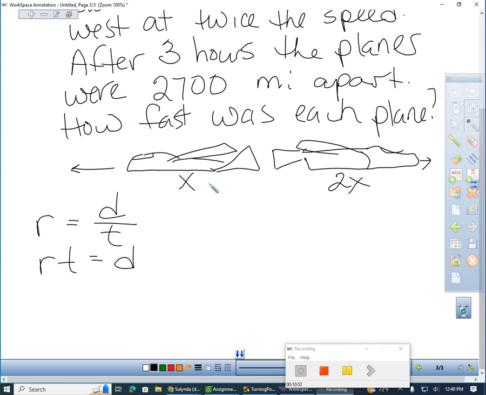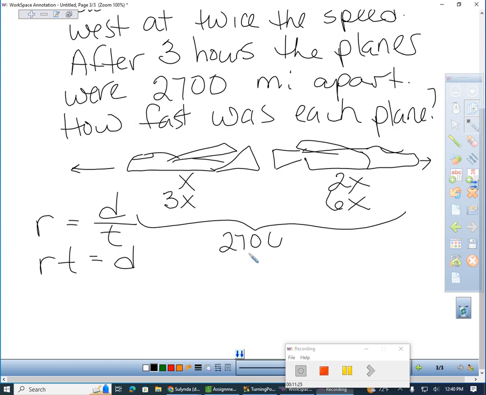First of all, we know that after 3 hours they're traveling. So this plane is traveling at a rate of x for how long? 3 hours. So this is actually 3 times x, right? This plane is traveling at a rate of 2x for 3 hours, so it's actually going 6x. Everybody agree there? Okay, now these two planes end up a whole distance of 2,700 miles apart.